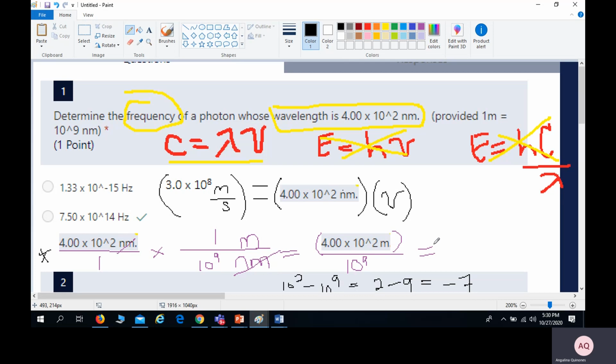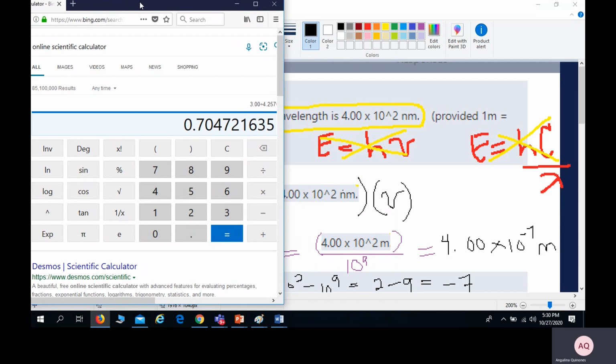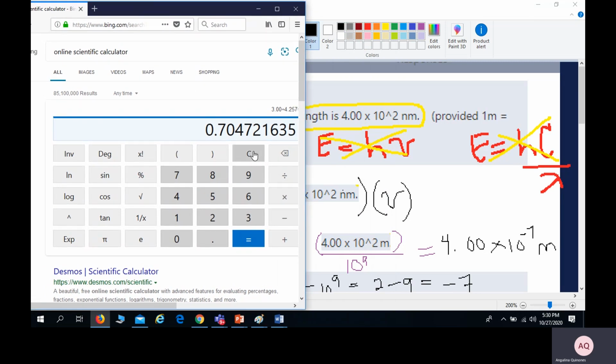So the answer should be 4.00 times 10 to the negative 7, and again my unit meters. To me, that's a lot easier than getting a calculator out. However, you can still get the calculator. So let's put this in and I'll show you how you end up getting the exact same number.